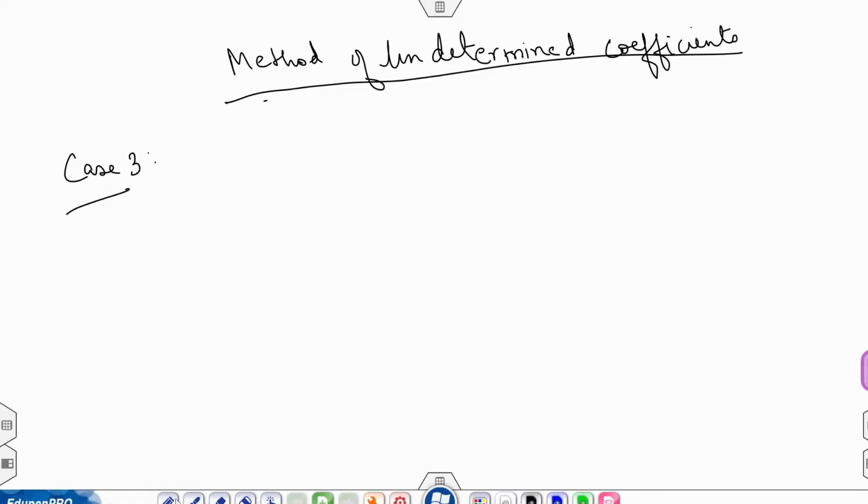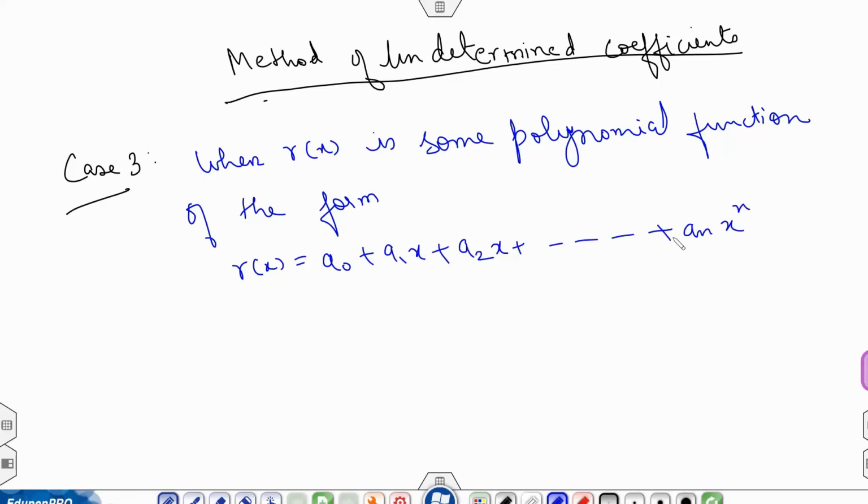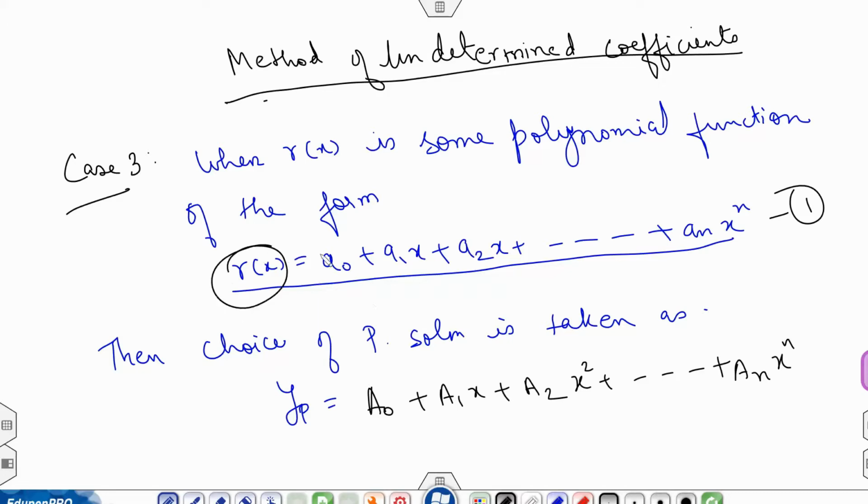I have already discussed two cases of this method, and this case is when your R(x) is some polynomial function. You can say of the form R(x) equals a0 plus a1x plus a2x² plus ... an xⁿ. So suppose that your R(x) is of this form. For this, the choice of your particular solution is taken as yp equals a0 plus a1x plus a2x² till an xⁿ. That is, whatever the degree of the polynomial R(x), we will take the trial solution as a general polynomial of that degree only.